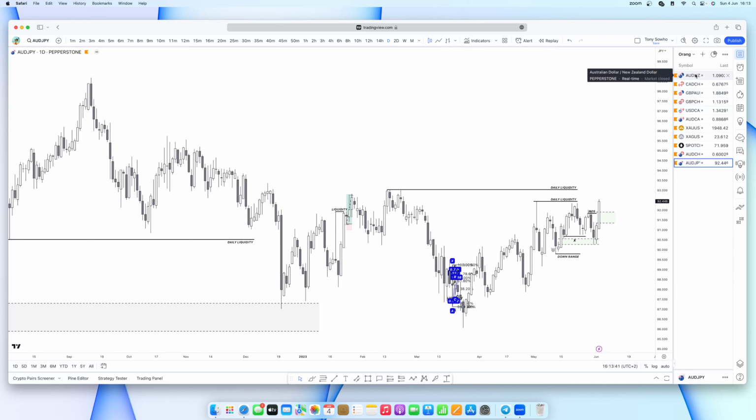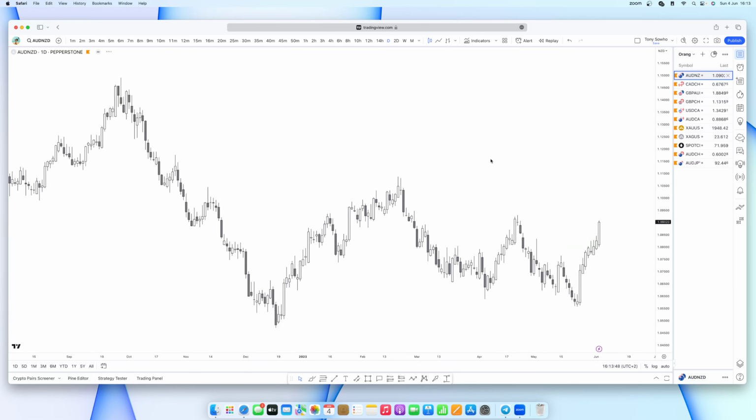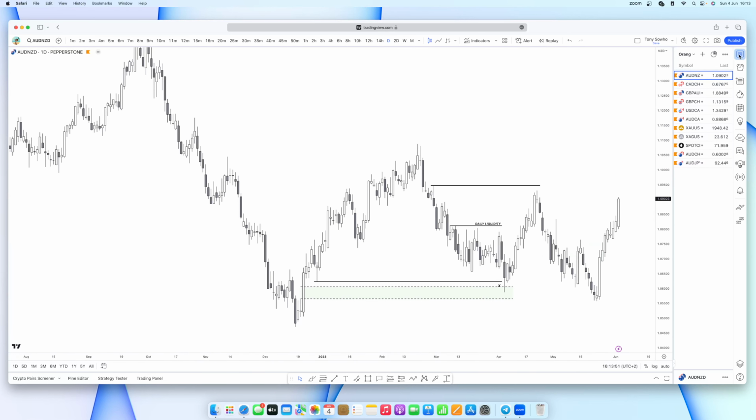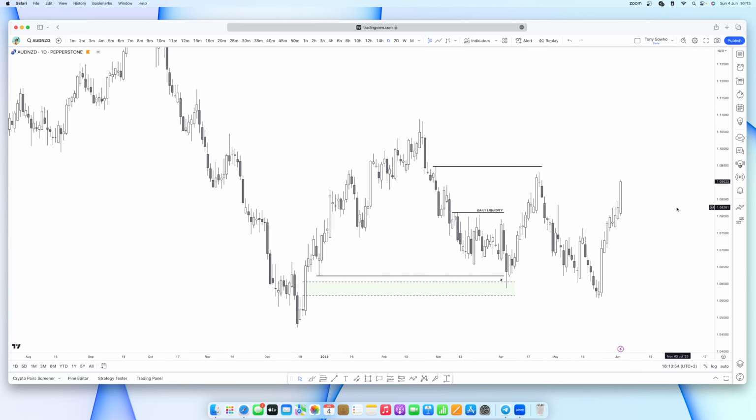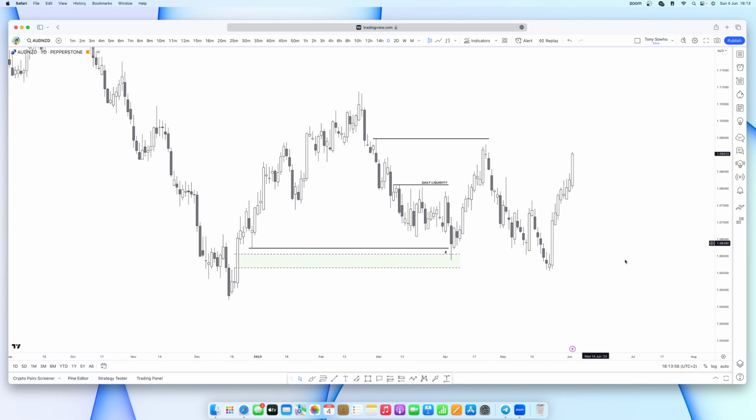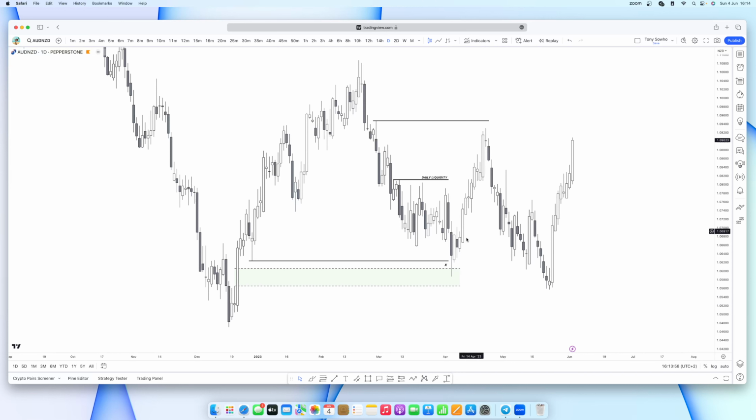All right, so the first one on the list here is AUD NZD. For AUD NZD, this is the daily time frame. And what am I looking at on this? I remember calling out a buy opportunity from this area.